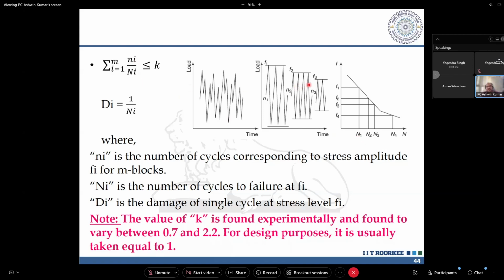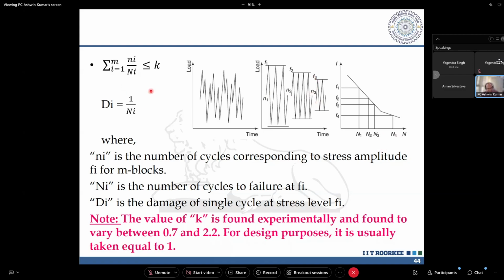Now, I have another stress range that is coming. I have F2. For F2, I'll find out what is capital N2. I already have from my analysis, let's say MIDAS analysis or SAP analysis, the number of cycles that it is undergoing: n2 divided by capital N2. Same I do for small n3 divided by capital N3.